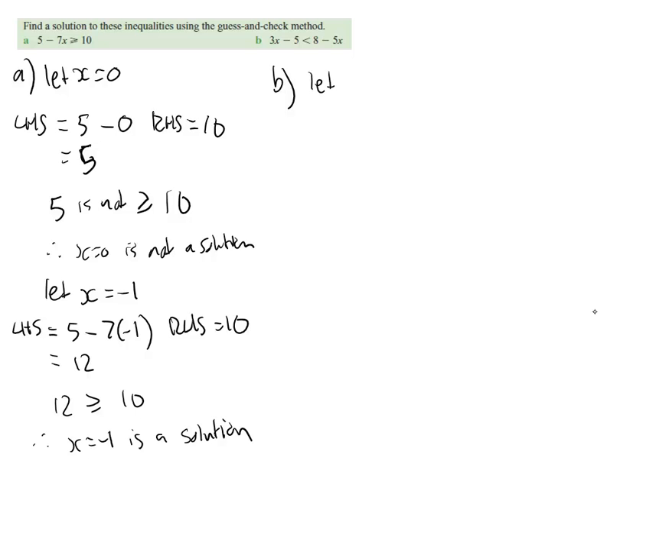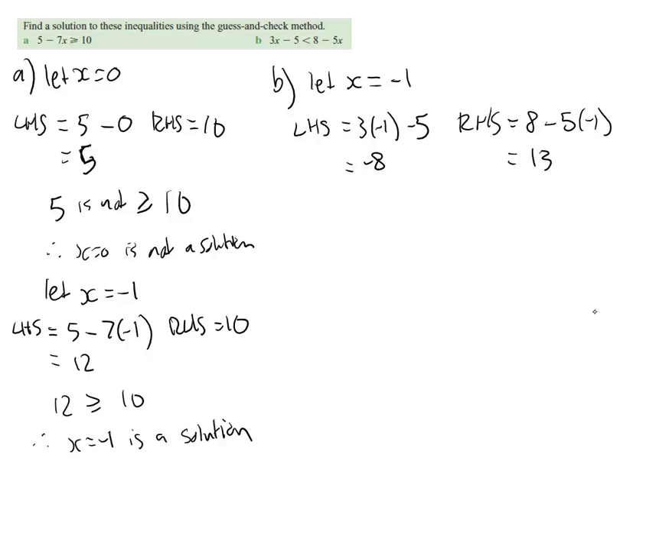Let x equal -1. The left-hand side equals 3 times -1 minus 5. So that's going to be -3 minus 5, which is -8. The right-hand side equals 8 minus 5 times -1, which is going to be 8 plus 5, which is going to be 13. So the left-hand side is less than the right-hand side. So voila, x equals -1 is a solution.